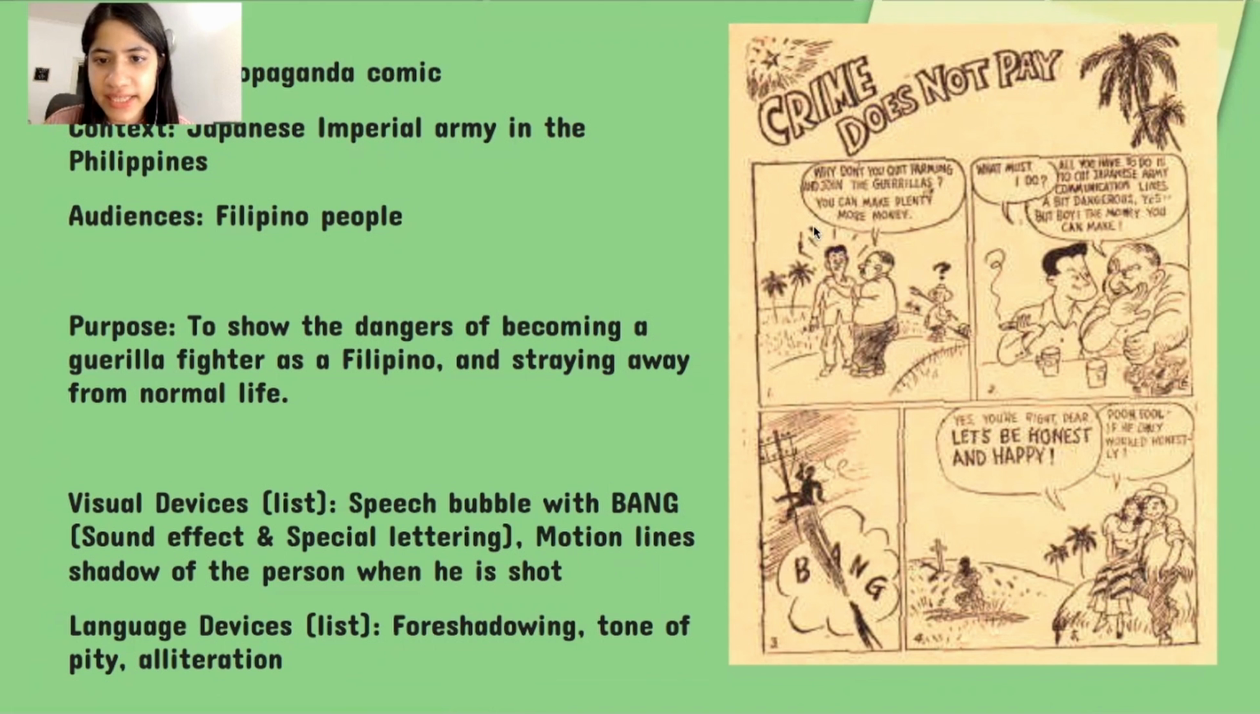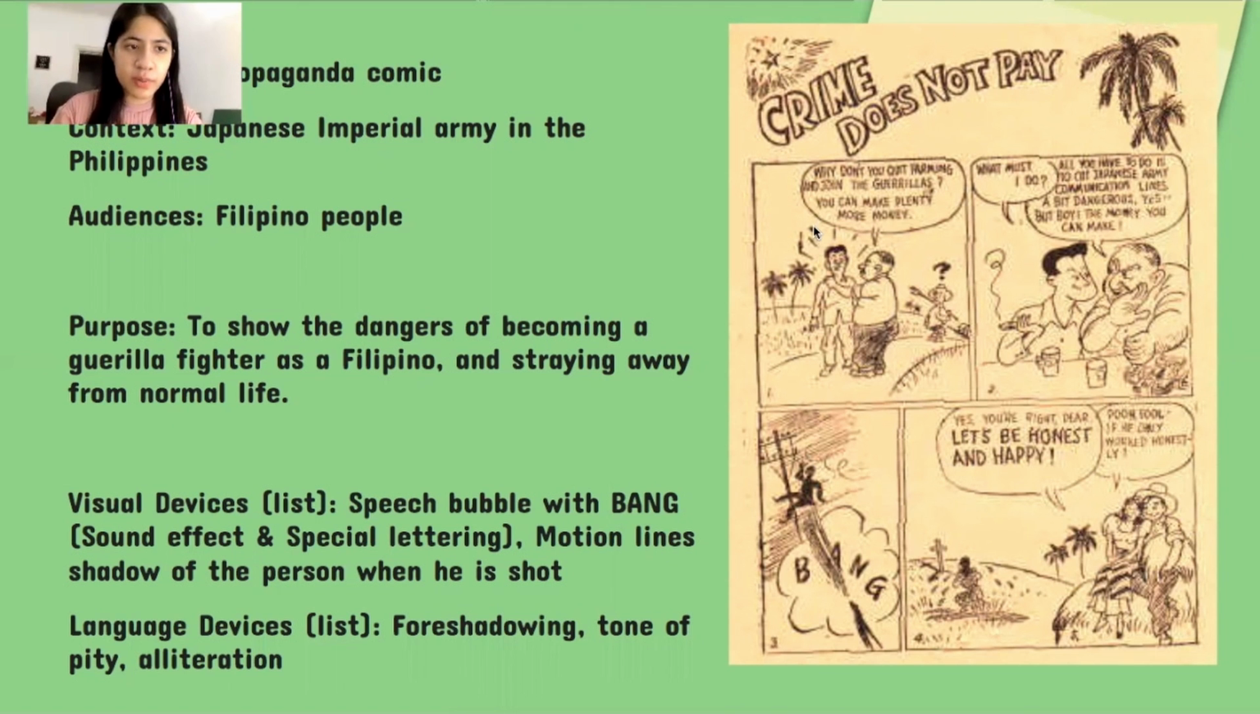On the left side, there's a man holding on to another man and saying, "Why don't you quit farming and join the guerrillas? You can make plenty more money." And the man asks him, "What must I do?" "All you have to do is cut the Japanese army communication lines. A bit dangerous, yes, but boy, the money you can make." Then on the bottom left, there's a bang, and on the right, you can see in the background a graveyard, and the foreground family says, "Poor fool, if only he worked honestly." And the girl says, "Yes, you're right, dear, let's be honest and happy."